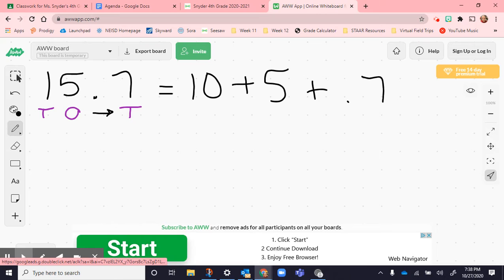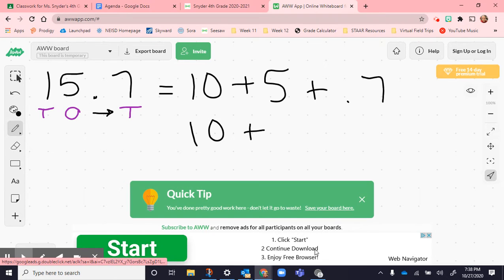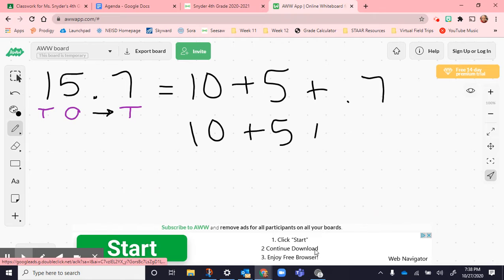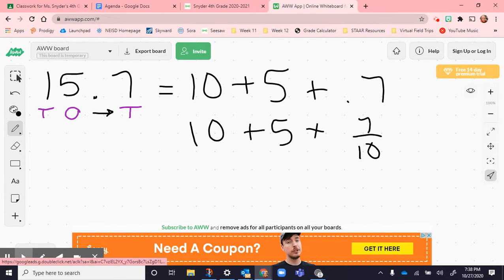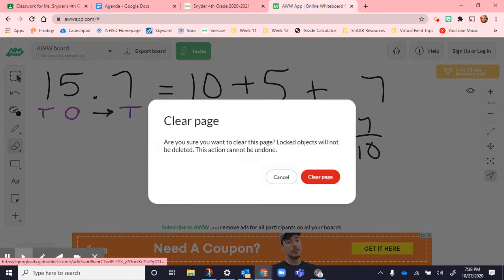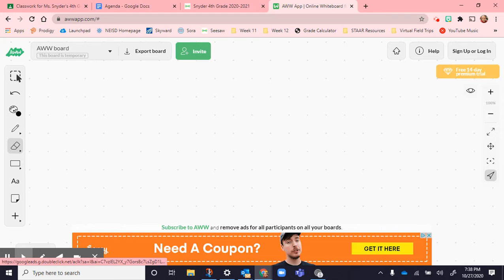0.7. So here's decimal form. We can also put that in fraction form and just put 7/10. So 10 plus 5 plus 7/10. All right, another one. We moved in a little bit bigger and we got into the hundredths.